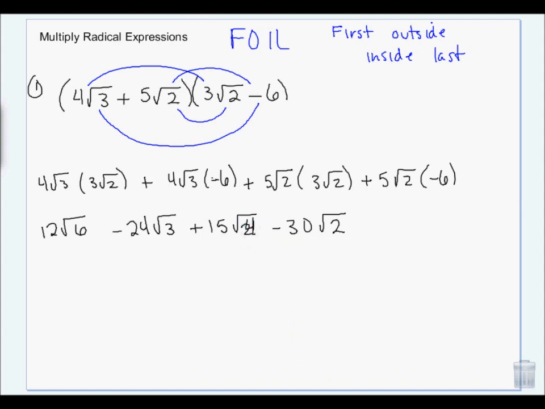One erase? Forgot to multiply my 2's. Sorry, that's the square root of 4. This can't be simplified. This can't be simplified, but this can. Right? The square root of 4 is 2. So the square root of 4 is 2, so that's 30. And I have no like terms, so I'm done.